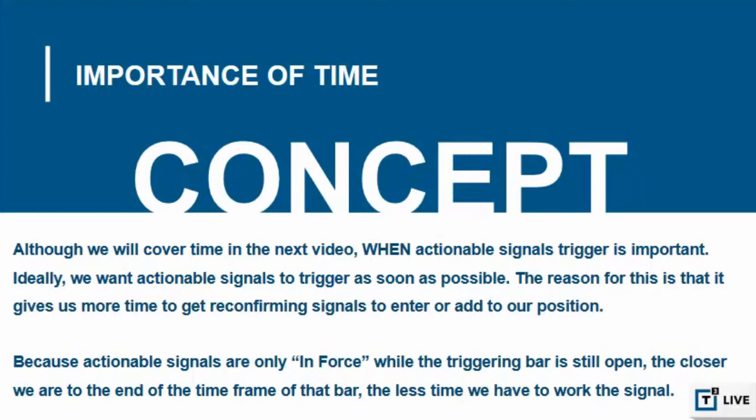The closer we are to the end of the time frame of that bar, the less time we have to work the signal. So just like those examples I just previously showed you, so long as that monthly break is in force, we can look for those shorter term weekly, daily signals. Now, if we only have 1 day left in the month, that doesn't give us a lot of time to work with. So ideally, we want actionable signals to break as soon as possible.